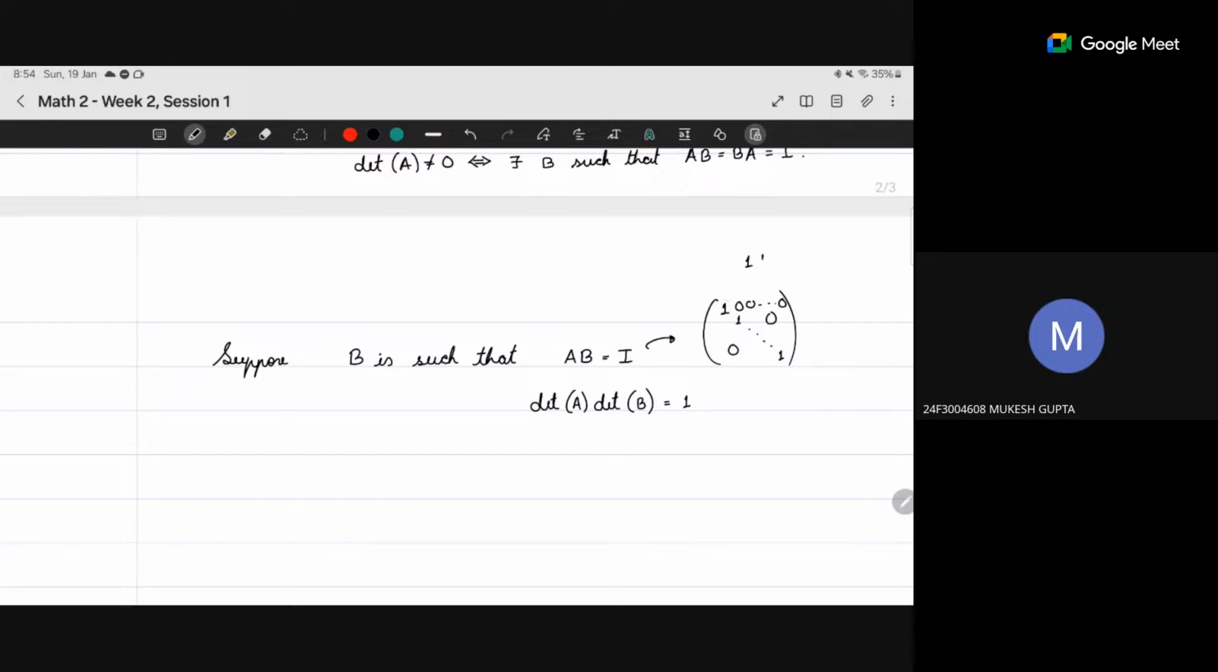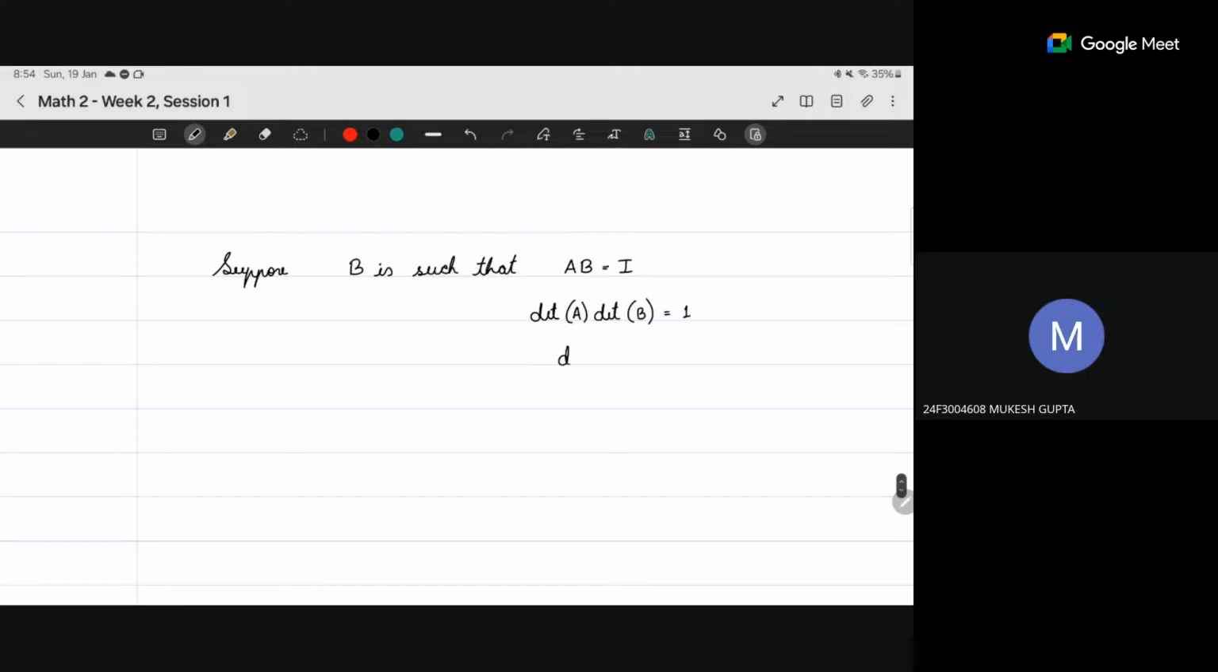You will have 1 times minor of 1, 1. But what is minor of 1, 1? It is just identity of the order n minus 1. Once again, you'll do the same thing. This will be 1 times minor of 1, 1. And that will be an n minus 2 matrix. So you'll just do 1 times 1 times 1 and you'll just end up with a bunch of 1s. So the determinant of identity of any order is equal to 1. So is that clear? Is that part clear? Yes, sir.